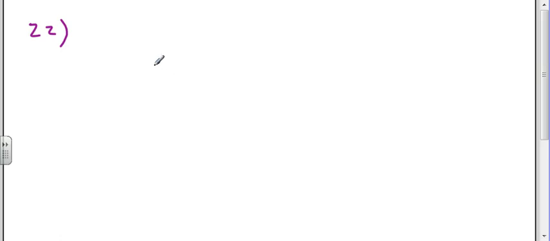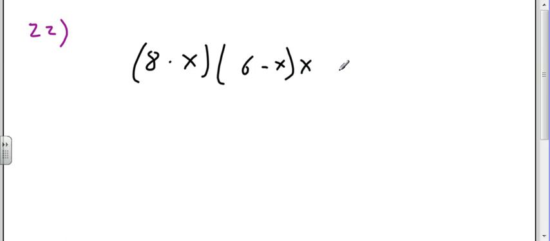Okay, so 8 times x. Well, that's bad. Put a times and use x both. Times x times 6 minus x times x is equal to 24 inches squared. And we better put a plus sign right there.